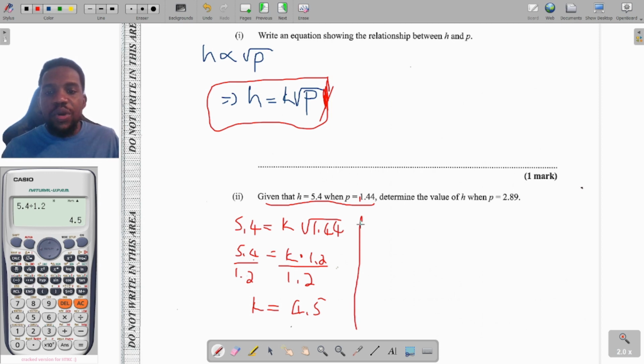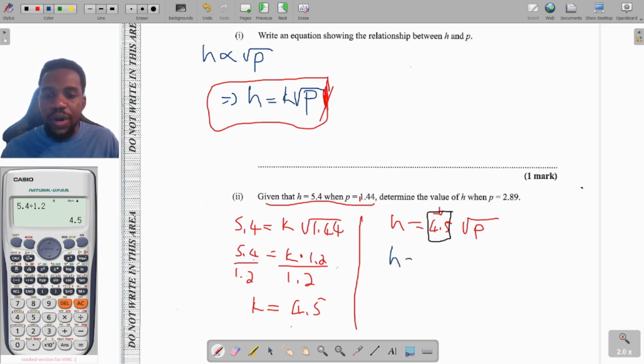Now we go back to the equation. We always go back to the equation. So my height is equal to 4.5 times the square root of p. This is called the constant of proportionality because it will never change. It will always be 4.5, right? The constant of proportionality. Okay, so let's see the other things that can change. Height can change, p can change. They will vary. Now it says find the value of the height when p is equal to 2.89.